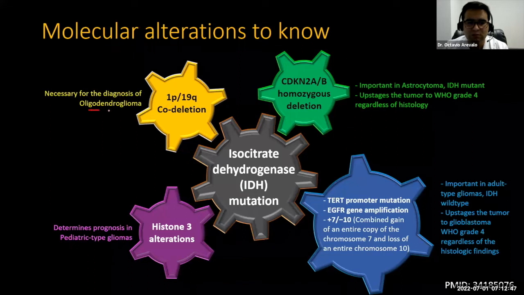The IDH mutation, and based on this mutation, you will have the other abnormalities. The 1p19q co-deletion is important for the diagnosis of oligodendroglioma, aka adult oligodendroglioma. The CDKN2A/B homozygous deletion is important for the IDH mutant disease, and the histone 3 abnormalities are important in pediatric gliomas. And these three: the TERT promoter mutation, the EGFR gene amplification, and the gain of a whole copy of chromosome 7 with loss of a whole copy of chromosome 10. This combined abnormality is important for IDH wild-type disease, and we'll get into that real soon.